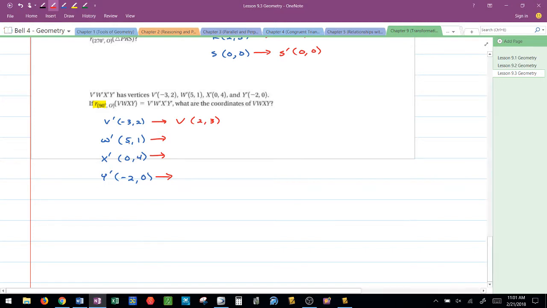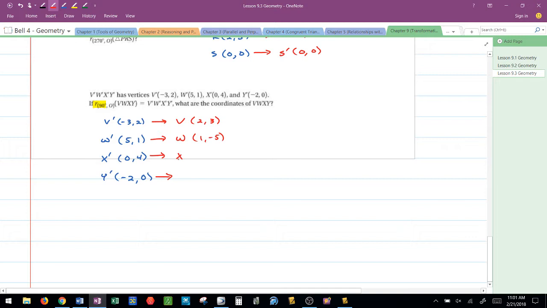Okay, I know that W prime is in the first quadrant. So it came from the fourth quadrant. So I know the fourth quadrant has positive, negative. I switch and I go 1, negative 5 is where it came from.